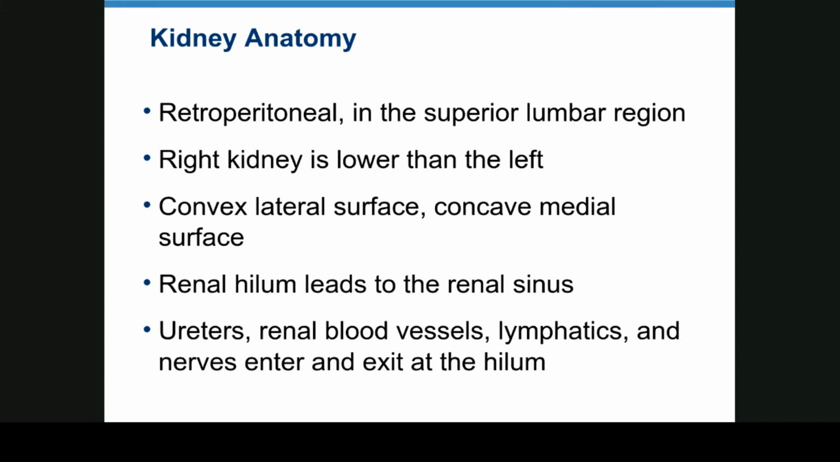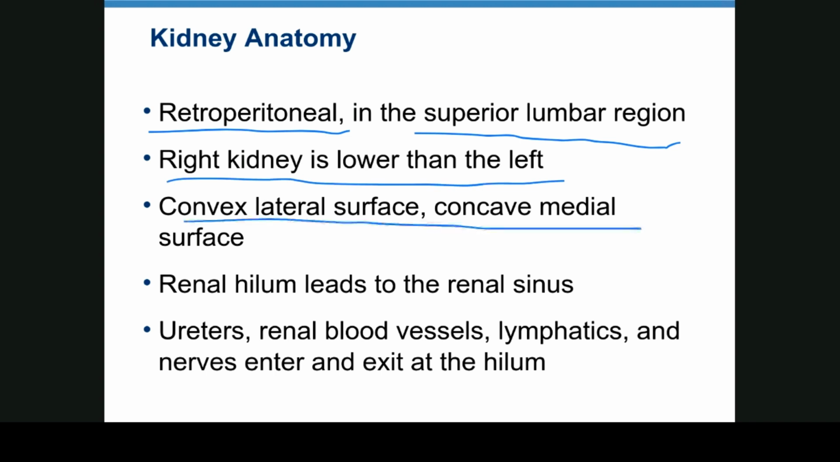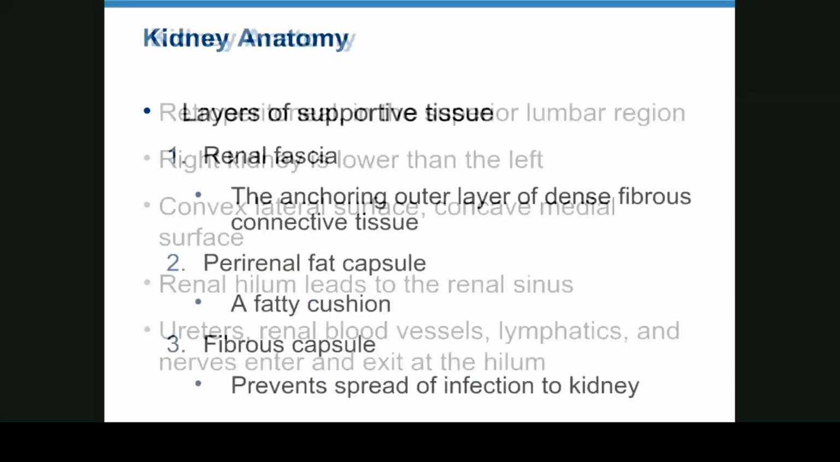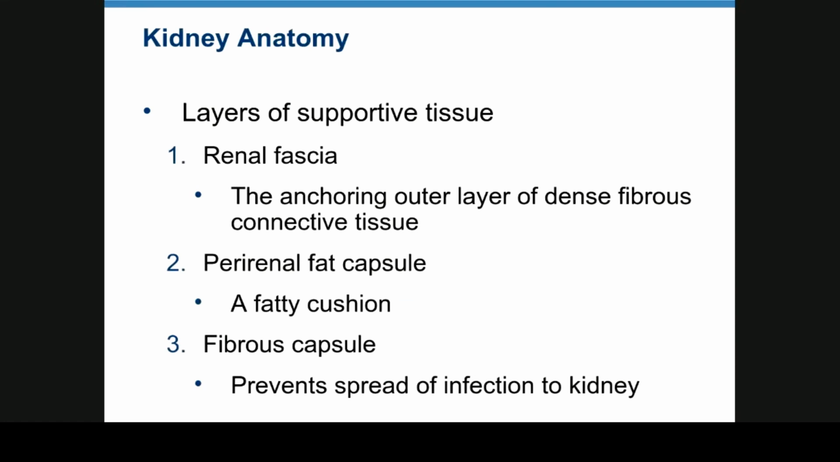Physically, the kidneys are retroperitoneal in the superior lumbar region. And here, this we already mentioned, the right kidney is inferior to the left. The convex lateral surface and the concave medial surface. The renal hilum leads to the renal sinus. We have ureters, renal blood vessels, lymphatics, and nerves enter at the hilum. Kidney anatomy has several layers of supporting tissue: renal fascia, perirenal fat, which cushion and help anchor tissues in place, and a fibrous capsule.